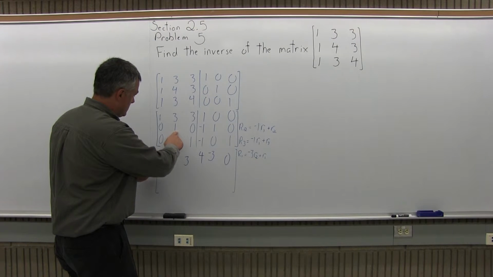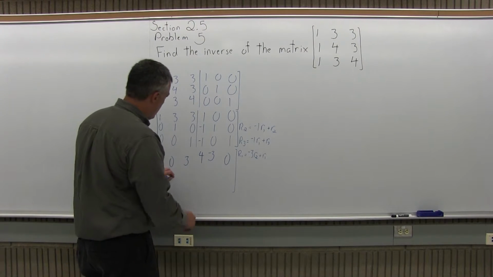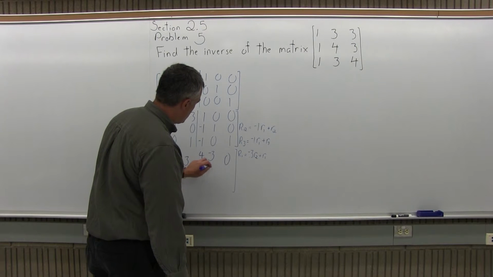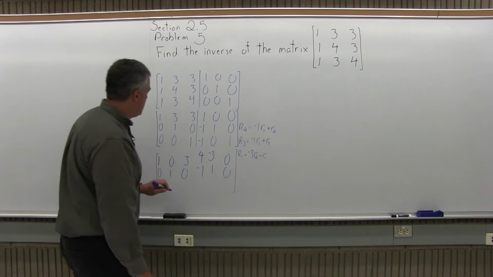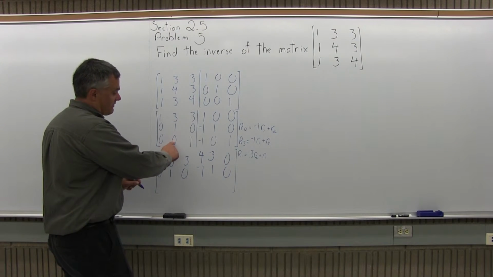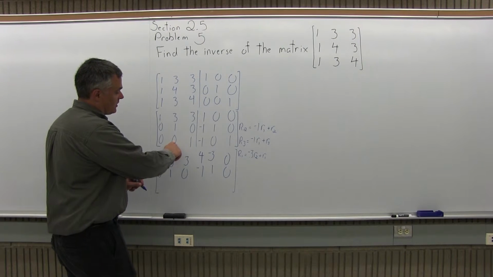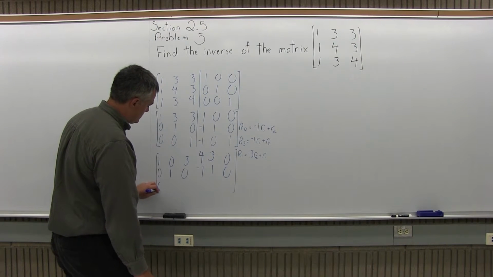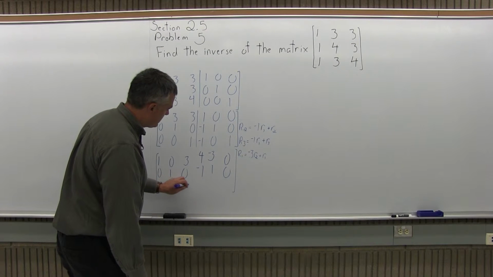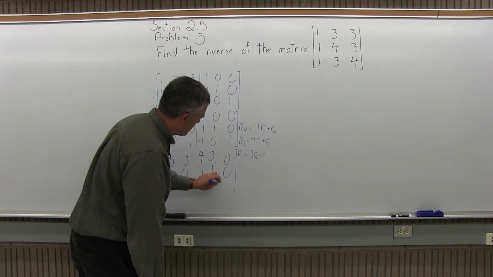It has a 1 where it should be, so my middle row will be 0, 1, 0, negative 1, positive 1, 0. And the bottom row, I want to have a 0 in that second column, and I do, so that doesn't need to change. So 0, 0, 1, negative 1, 0, 1.